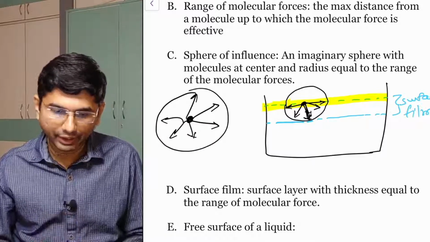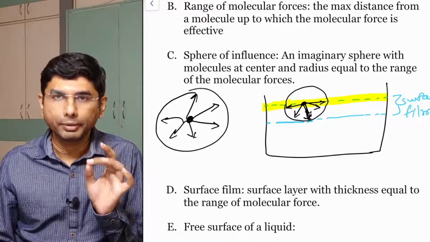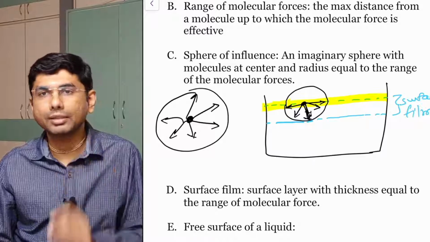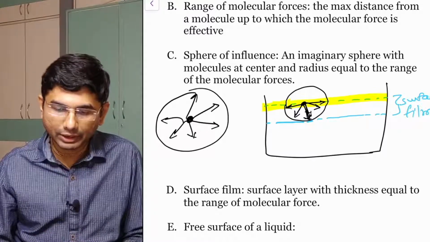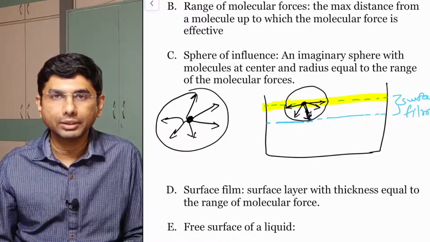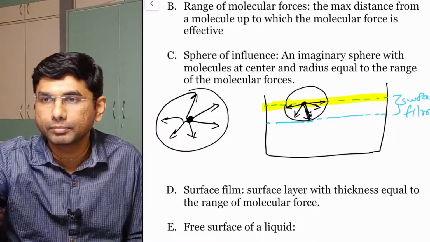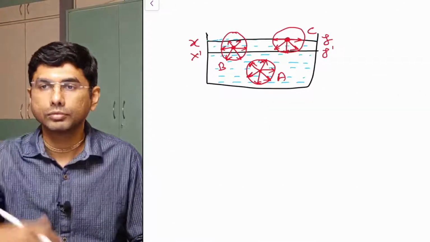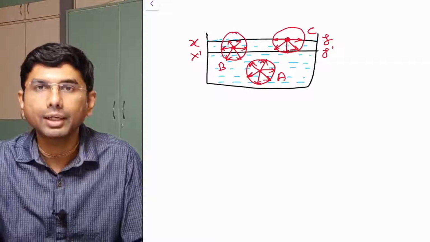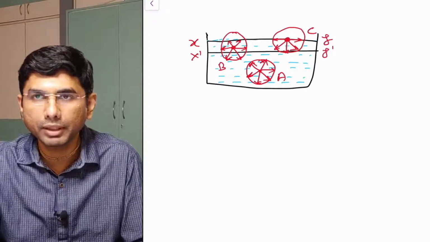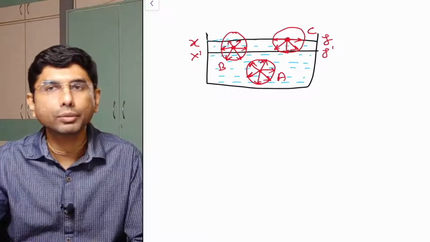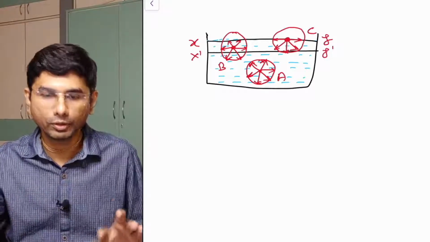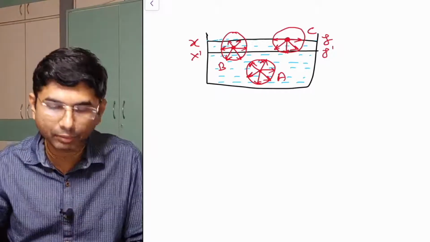Now with this understanding of range, sphere of influence, surface film and the free surface of liquid, we will try to understand why there is surface tension in liquid. Okay, in the diagram there is some fluid which is kept in a container. I have shown three different kinds of molecules. Now it's completely filled with molecules. I have just taken three cases. The first case is a molecule A.